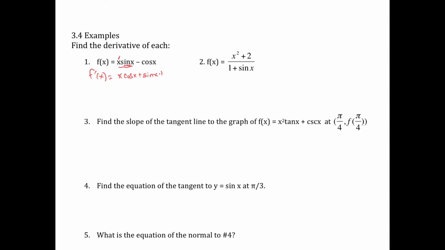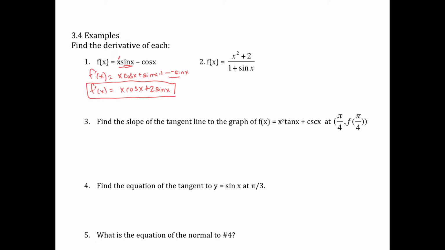1, minus, now the derivative of cosine x is negative sine x, so this ends up being f prime of x equaling x cosine x plus sine x plus another sine x. So we're going to say, squeeze in a 2 right there, 2 sine x. Let's see if I can rewrite that so it doesn't look so messy. So plus 2 sine x.